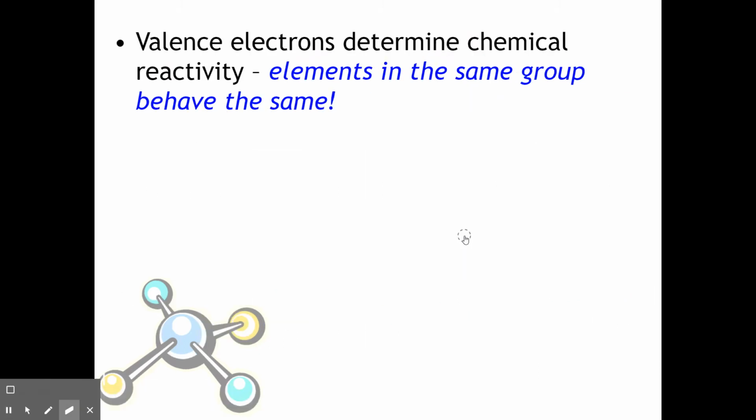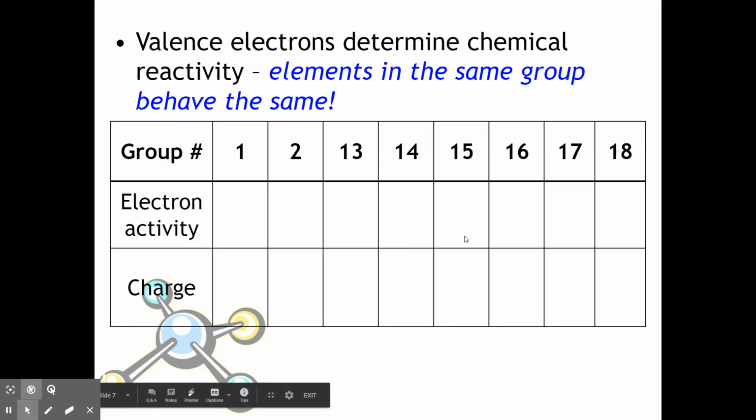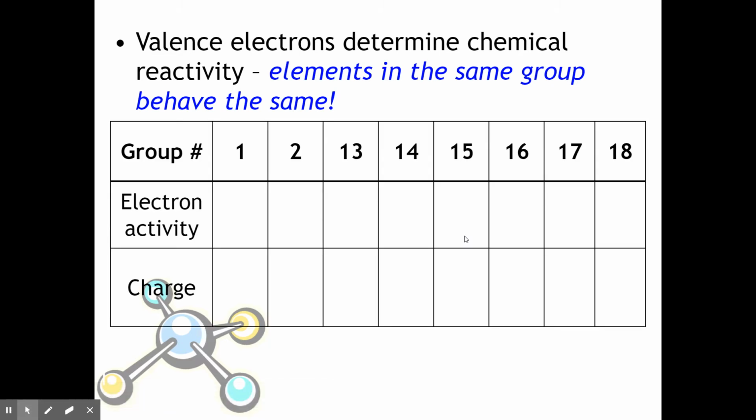Valence electrons determine the chemical reactivity. Elements in the same group behave the same way. So if they're all in that first group, they are all going to react with water. If they're all in the very last group, they're not going to react at all. So what we're going to do now is take the charges that we memorized last unit and come up with why they exist.